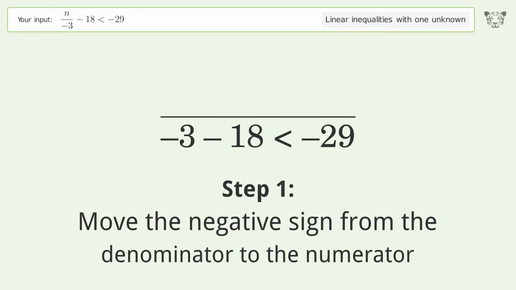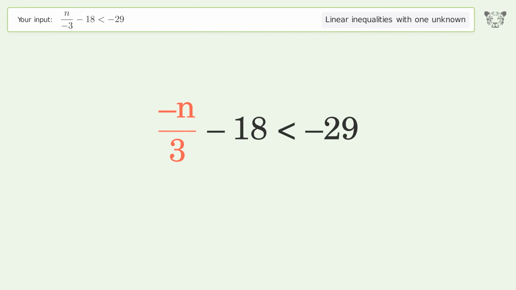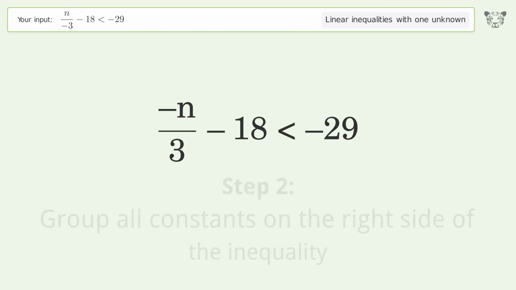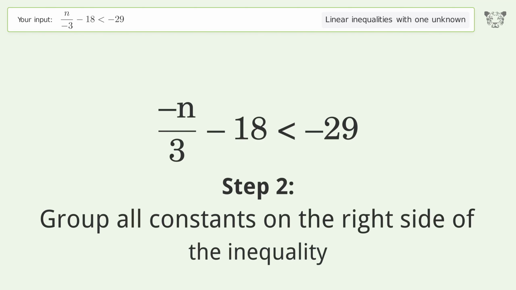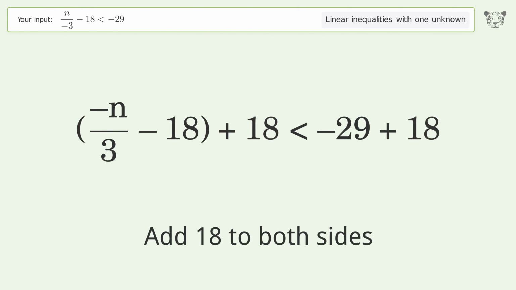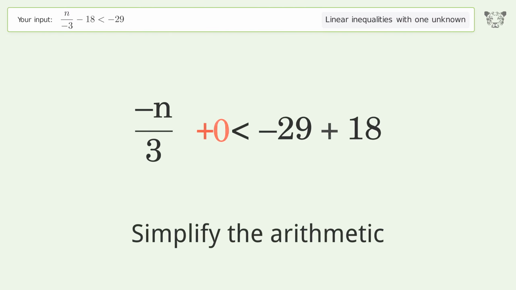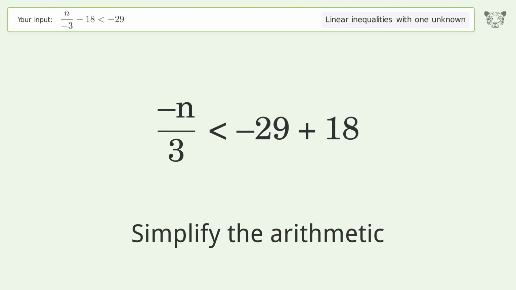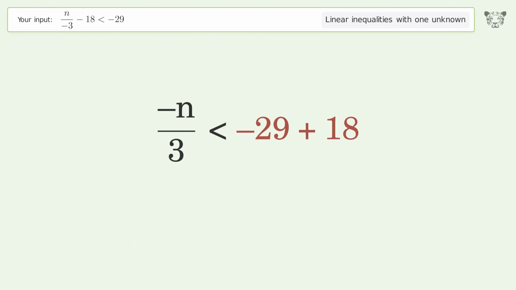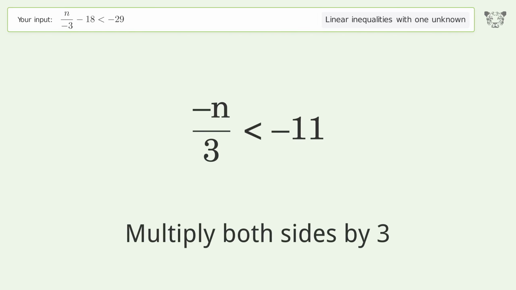Move the negative sign from the denominator to the numerator. Group all constants on the right side of the inequality. Add 18 to both sides. Simplify the arithmetic. Isolate the n. Multiply both sides by 3.